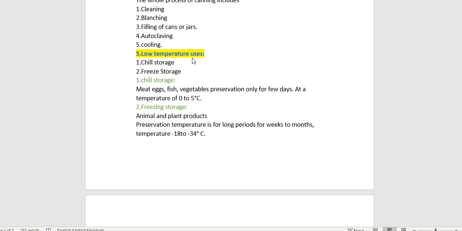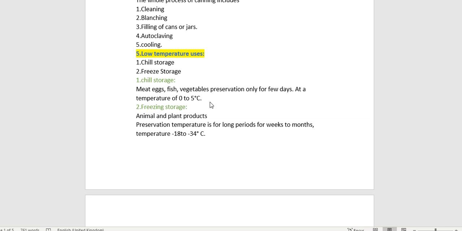So here, two categories of low temperature storage are differentiated. One is chill storage and the second one is freeze storage. Then what is chill storage? Chilling storage is at temperatures typically 0 to 5 degrees centigrade. Chill storage may be used as a main preservative method for foods or for temporary preservation. And this chill storage is not applicable for all types of food. Mostly perishable foods such as eggs, dairy products, meats, seafood, vegetables and fruits may be held in chilling storage for a limited period.